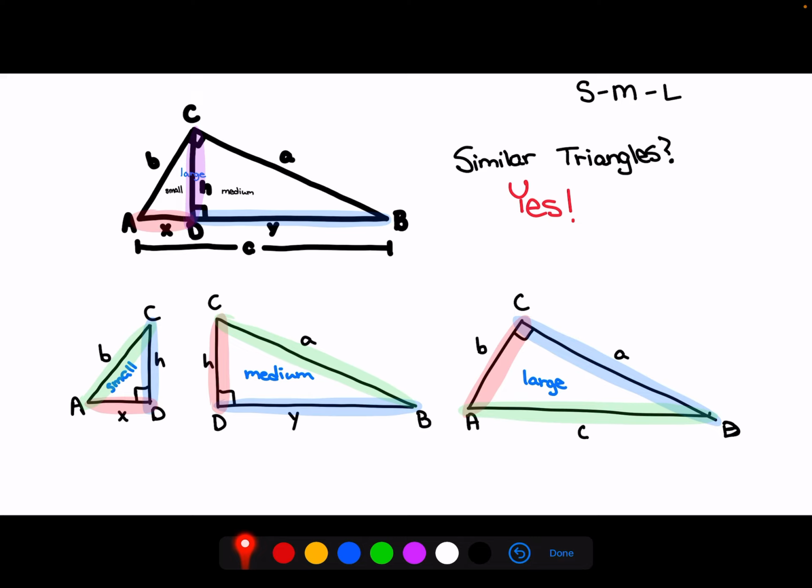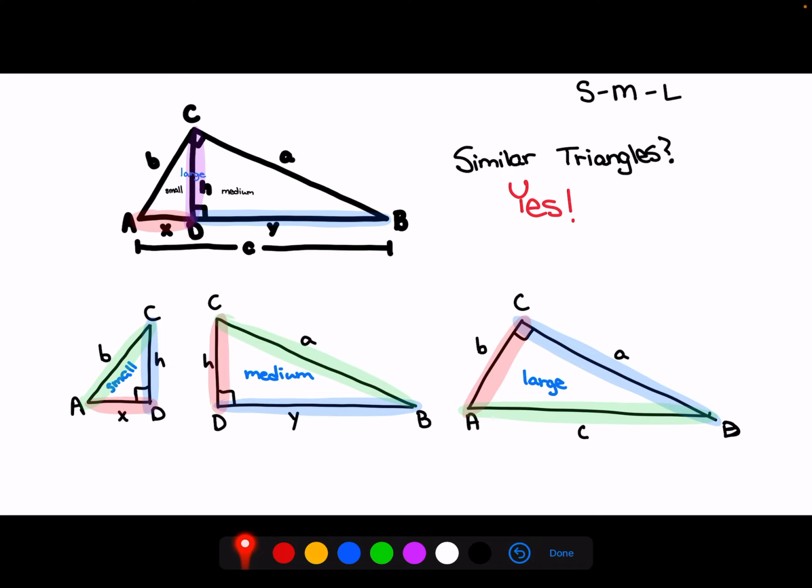Now, further, I went ahead and matched up the corresponding parts for these. So as you can see, we have the small leg in red. We have the long leg in blue. And we have our hypotenuse in green. So each of these sides should be proportional because, again, all three triangles will be similar.